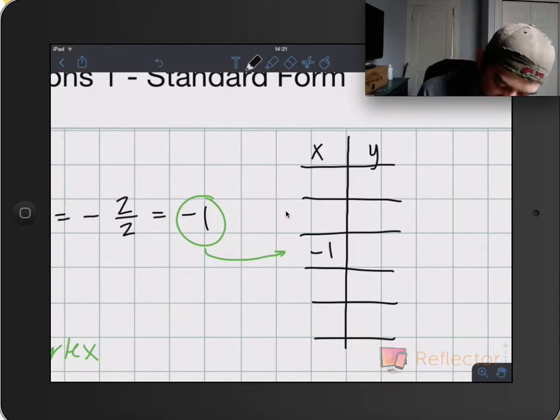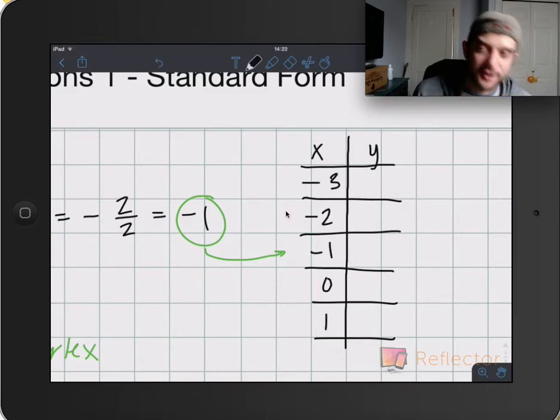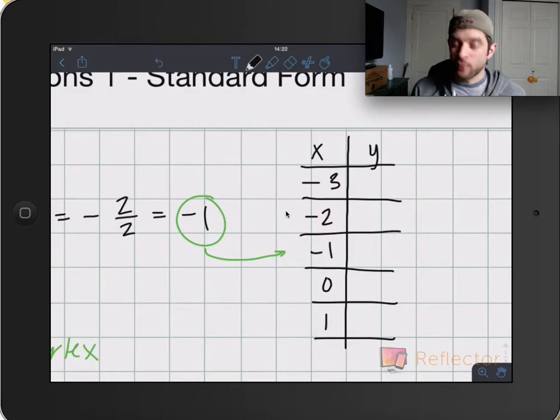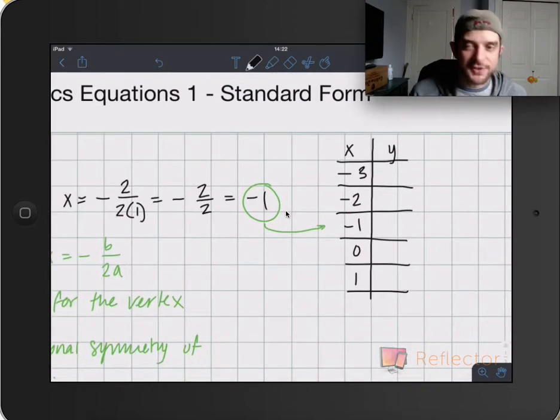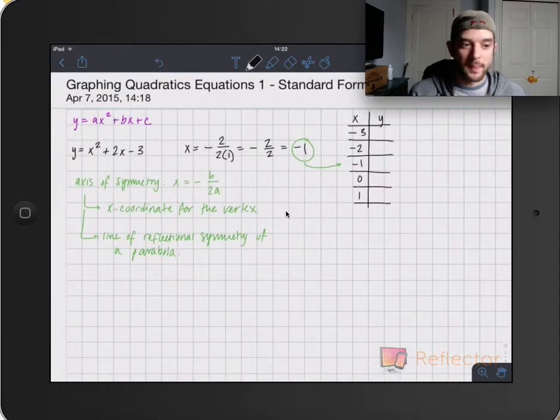Now we're going to pick a couple integers to the left and to the right of negative 1. So to the left we have negative 2, negative 3. And to the right we have my favorite two numbers to plug into equations, 0 and 1. I'm going to start with plugging in 0. And when we plug in 0 to our original, the two terms with x go away and we're left with negative 3.